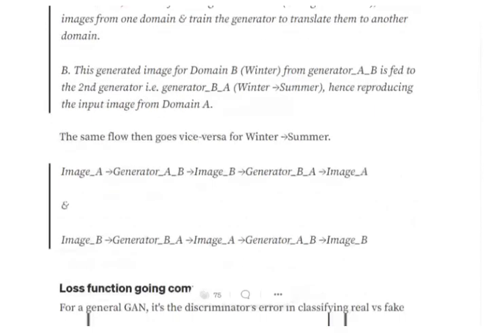Converting the image generated by generator A to B into a summer image again. So if you understand the entire flow, an image from domain A gets fed to generator A to B, which generates an image B. Makes sense? Now this image B is again fed to generator B to A, which generates image A again. So a summer image goes through the summer to winter generator, generates a winter image, goes through the winter to summer generator, and again generates a summer image. That is your input. So the input and output remain the same.